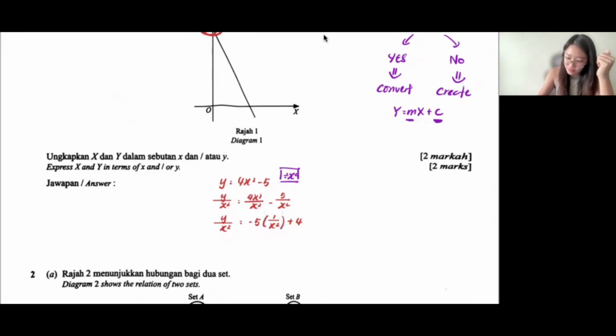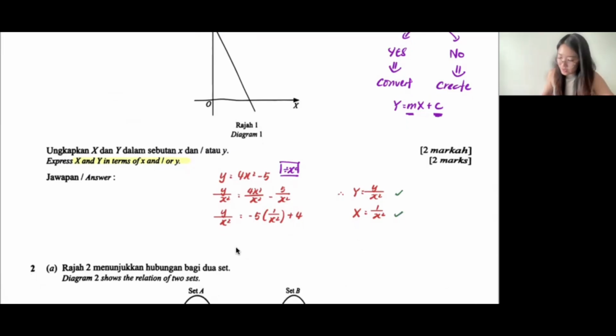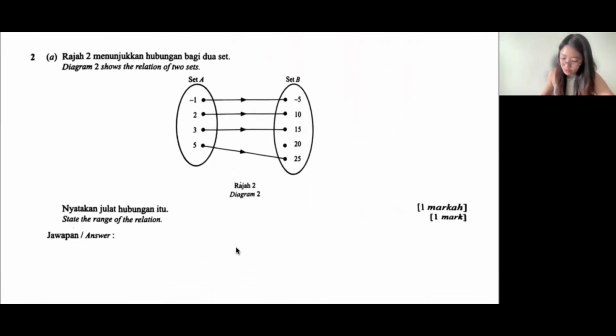Then the question says they want you to express X and Y in terms of x or y. So you have to write out what capital Y stands for, which is y over x squared, and X equals 1 over x squared. The 2 marks will be given here and here. All right, so that's question number 1. Then next one, let us go to number 2.